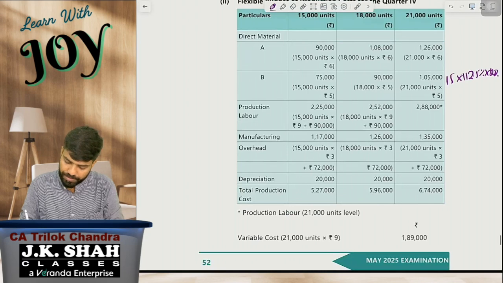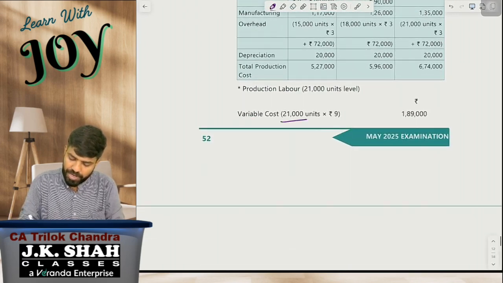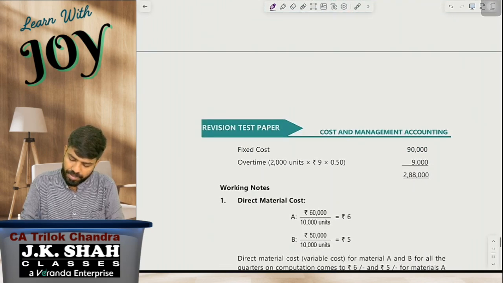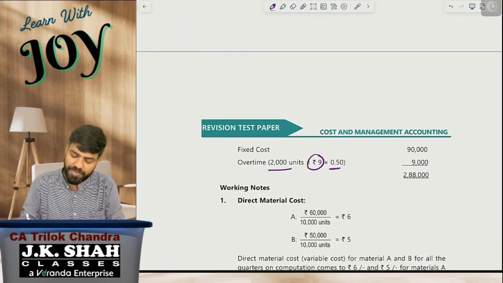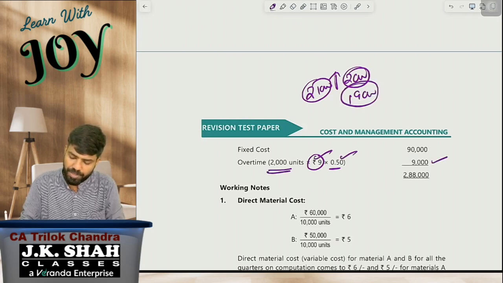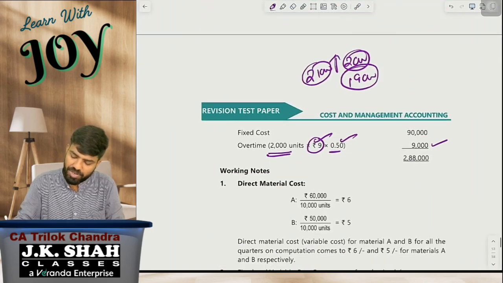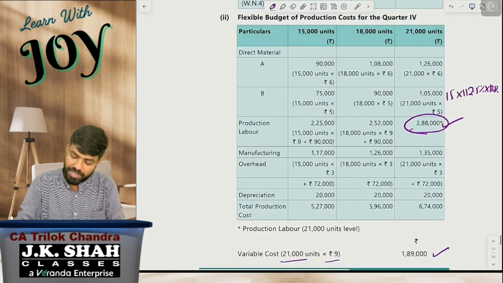Okay, look here. They calculated 21,000 units, of which 2,000 units are at the rate of 9 rupees with a 50% premium. Extra units are 2,000 compared to 19,000. So 2,000 into 9 rupees into 50% is 9,000. Now variable is 1,89,000, fixed cost is 90,000, premium is 9,000. Totally 2,88,000. That is what they have taken here.